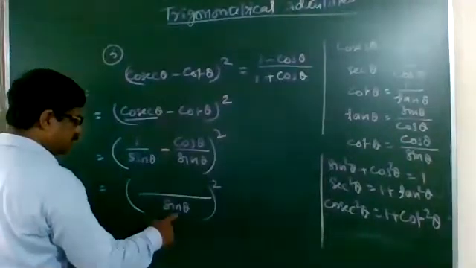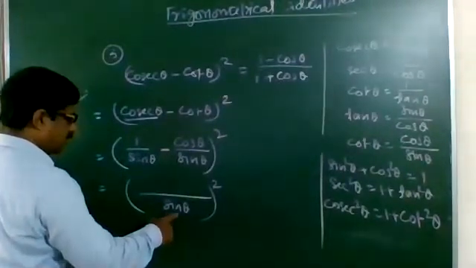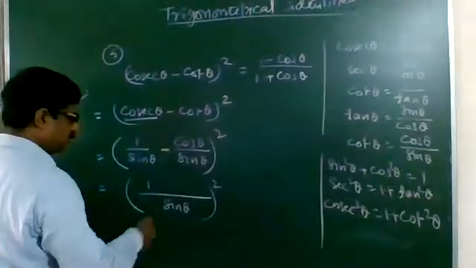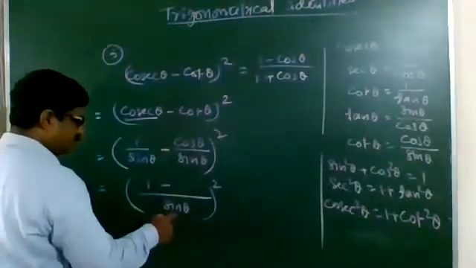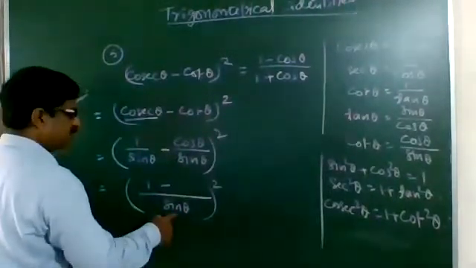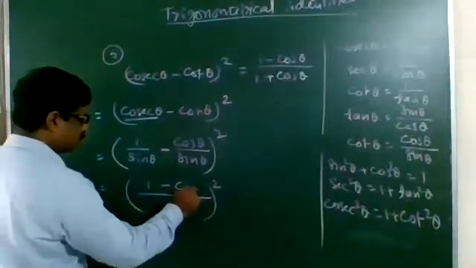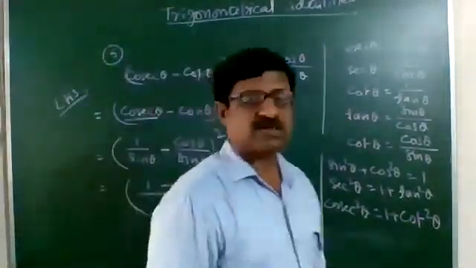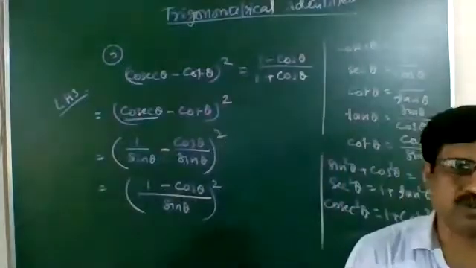When you divide this LCM by sin theta, we get 1, and that 1 has to be multiplied with the numerator 1. Then we got 1 minus. When you divide it by sin theta, we get 1, and that 1 is multiplied with cos theta. In this step we got (1 minus cos theta upon sin theta) whole square.